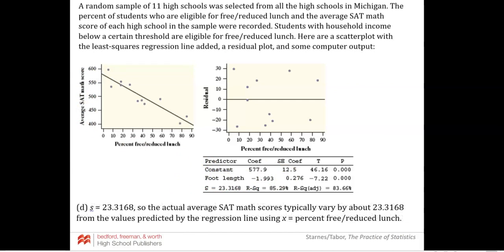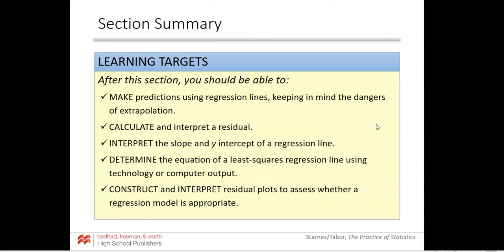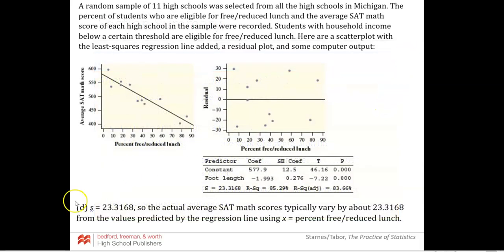So again, S is 23, that's the standard deviation of the residuals. So the actual SAT math scores typically vary about 23. Again, we're using that definition of standard deviation, typically vary by about that, but we're combining this with the idea of residuals. So from the values predicted by the regression line, we are talking about residuals there. Good. That's the lesson for today.